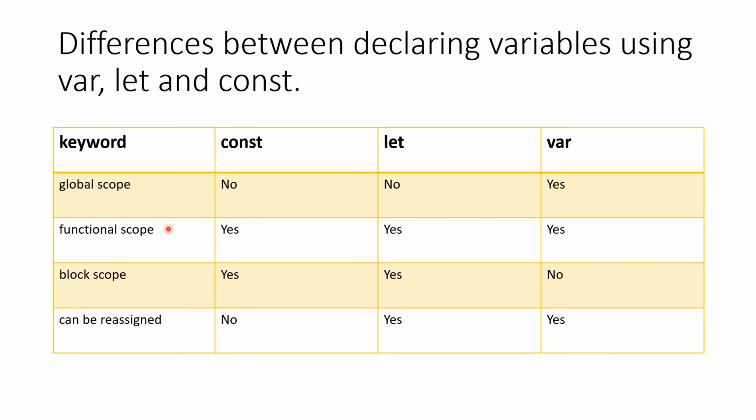Now in functional scope, const has a functional scope, yes. Let has a functional scope. Var has a functional scope. Const has a block scope, yes. Let also has a block scope, but var doesn't have a block scope. Const can be reassigned? No. Let can be reassigned? Sorry, yes, let can be reassigned. Var can also be reassigned. So it is a very helpful table. You can just refer to it whenever you want.